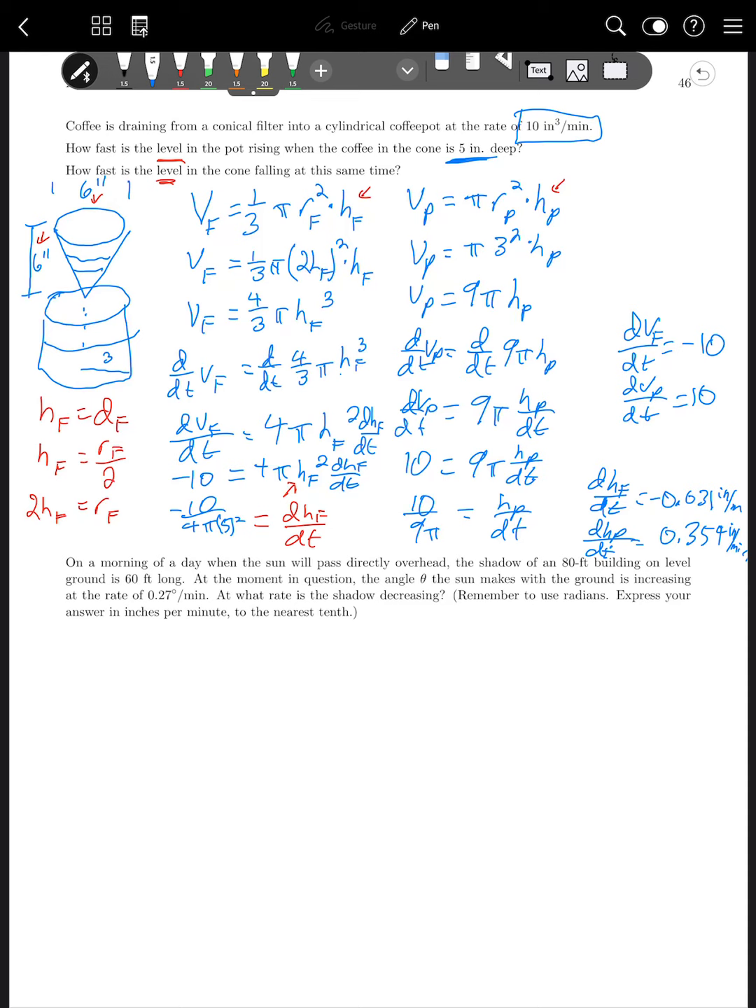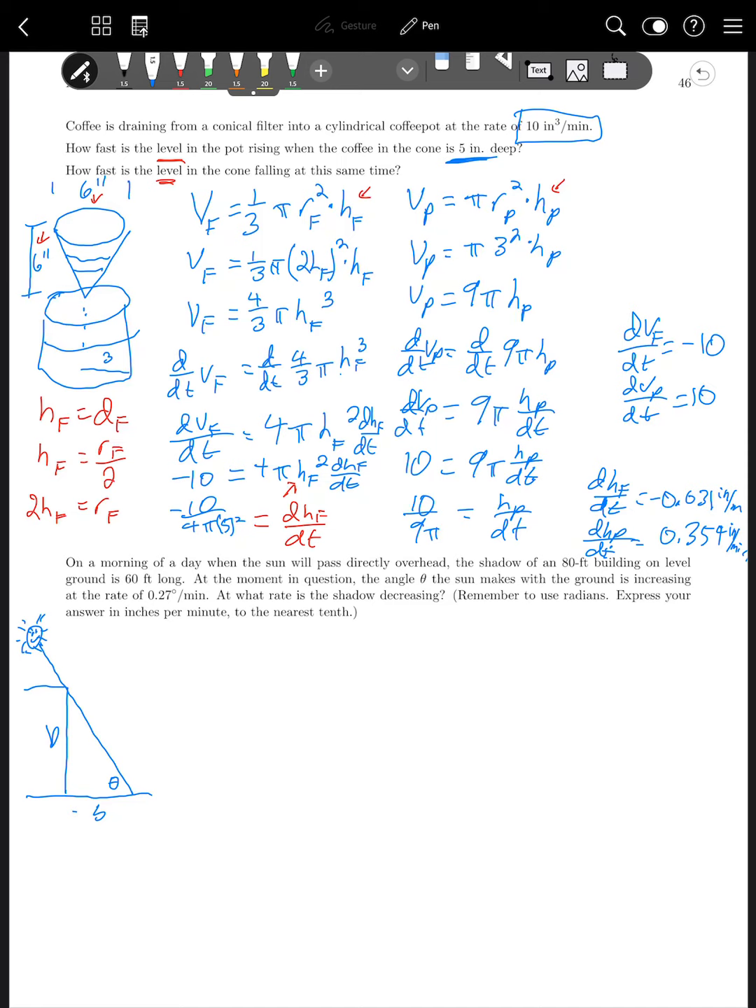Okay, so what we've got is this building, right? And then we've got the sun. I like to draw my sun happy, that's obviously not necessary. And then we've got the shadow along the bottom. And then we've got this angle theta that the sun makes with the ground. Now, the shadow is changing, so we're going to give that the name of a variable, S. And the height of the building is constant, but let's just call that B for now.